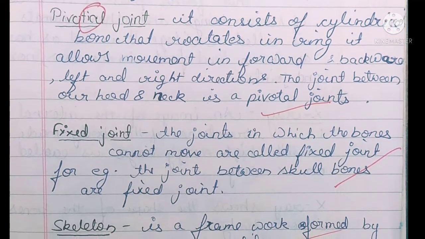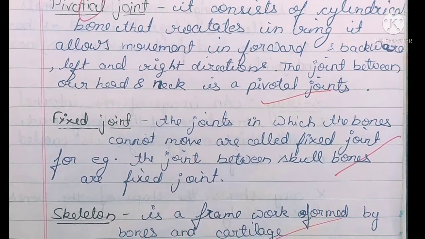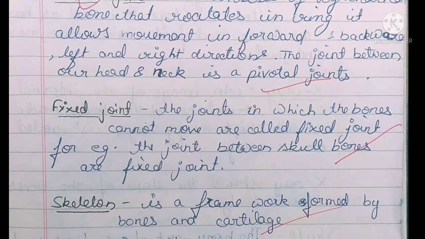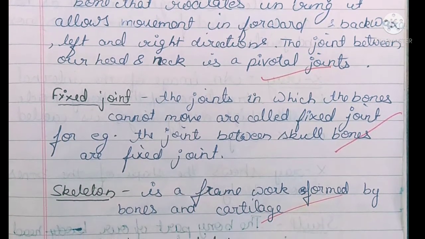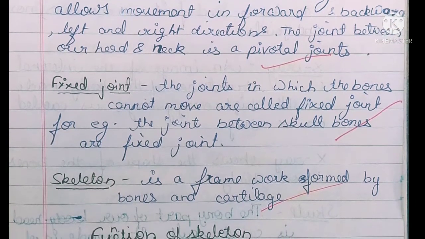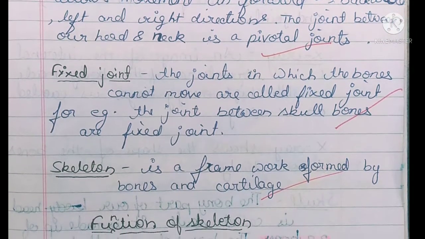Fixed joint. The joint in which the bones cannot move is called a fixed joint. For example, the joints between skull bones are fixed joints.